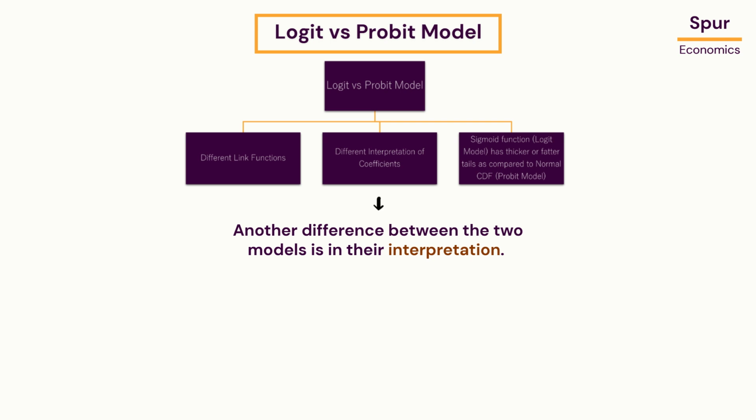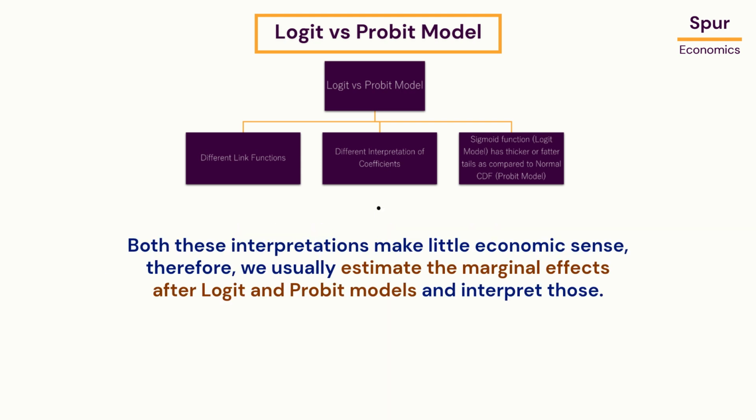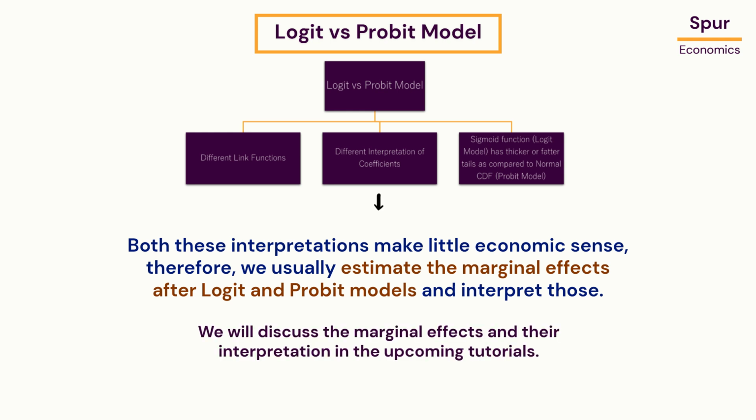Another difference between the two models is in their interpretation. The coefficients in a Logit model are interpreted in terms of log odds. A 1-unit change in a predictor variable changes the log odds by the amount equal to the coefficient. Probit model coefficients represent the change in the z-score for a 1-unit change in the predictor. Both these interpretations make little economic sense, therefore, we usually estimate the marginal effects after Logit and Probit models and interpret those. We will discuss the marginal effects and their interpretation in the upcoming tutorials.